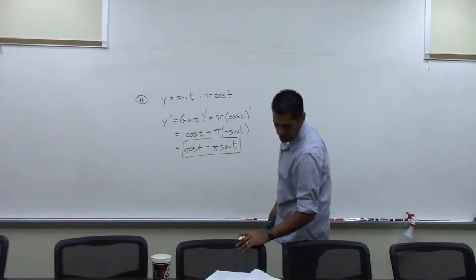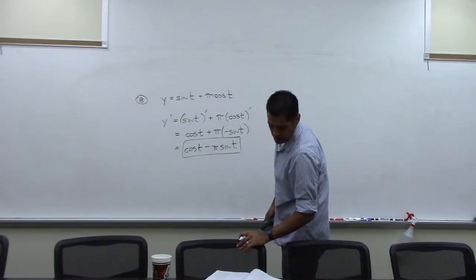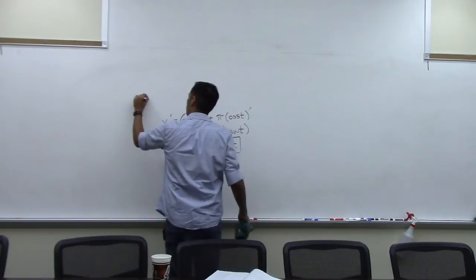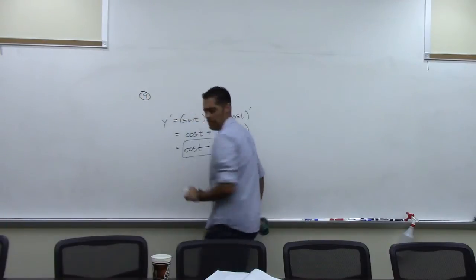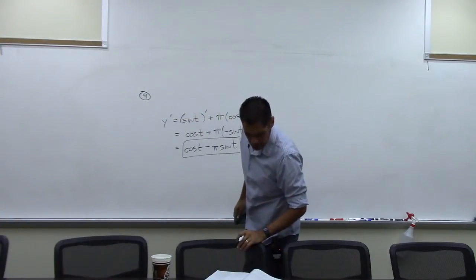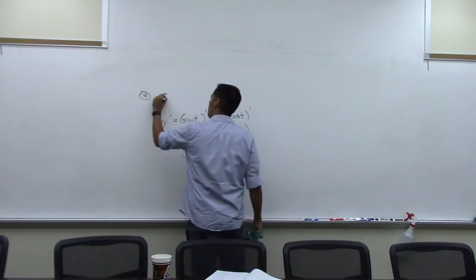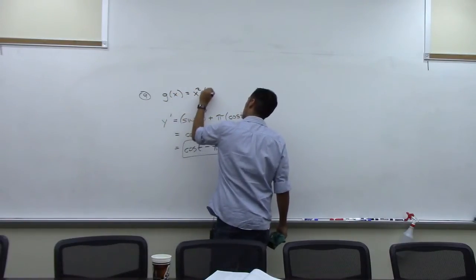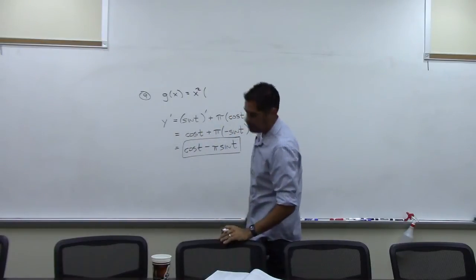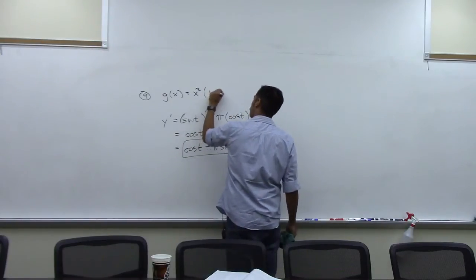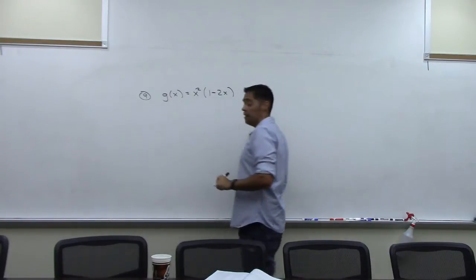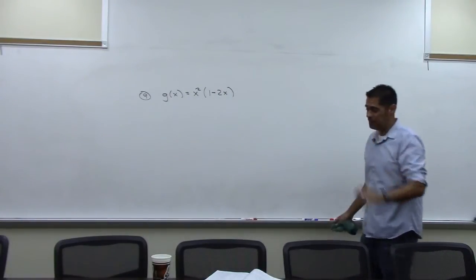All right, pretty straightforward so far. Okay, number 9, x squared times 1 minus 2x. F, what is it? G of t. G of x. X squared. My brain is not turned on yet. It's Friday morning. It's like 8 o'clock in the morning. So I apologize ahead of time.